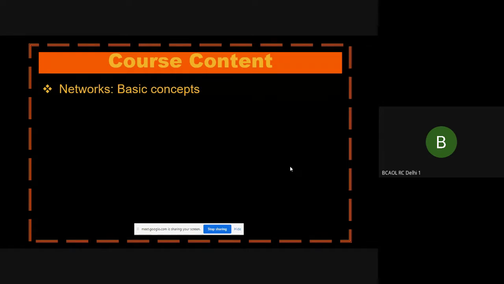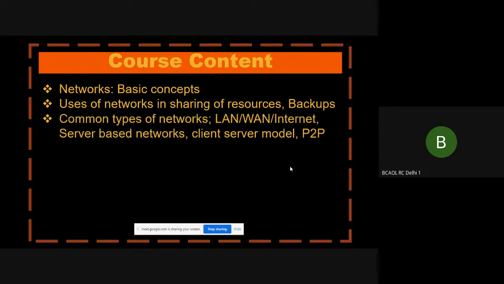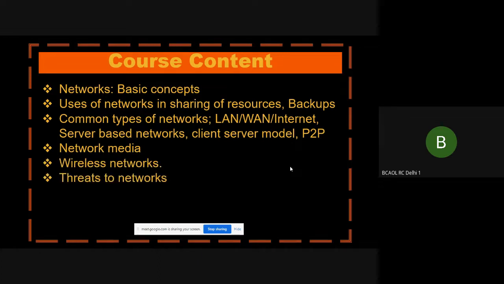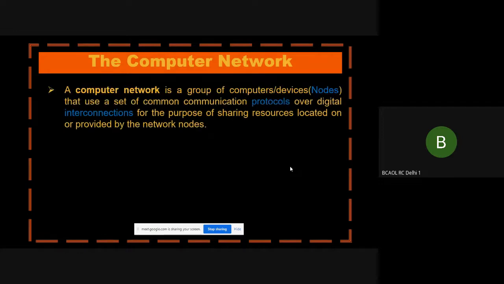So first of all, what we will learn is the basic concepts of networks and uses of networks in sharing of resources and backups, and common types of networks, which are LAN, WAN, and MAN basically. And there are other types of networks also. So we'll also learn about network media, the wireless or wire-based medium. So you have wireless networks, threats to the networks you can learn, and the internet world and cloud computing. We have already seen that cloud. What is cloud computing? We'll see that again.